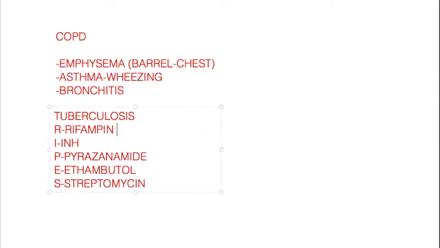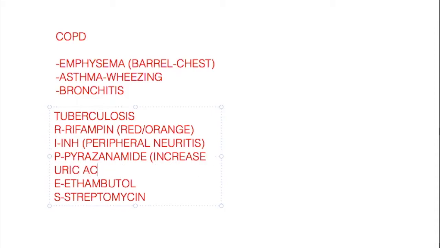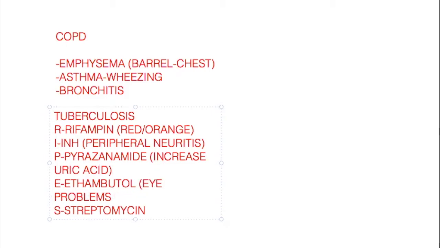With rifampin, we want to remind them of the red-orange fluid effect that it has. With INH, it causes peripheral neuritis. Pyrazinamide causes an increase in uric acid. Ethambutol causes eye problems. And streptomycin causes nephrotoxicity or ototoxicity.